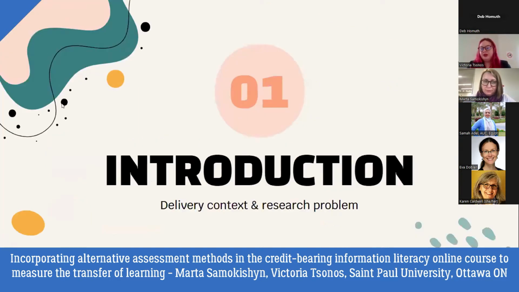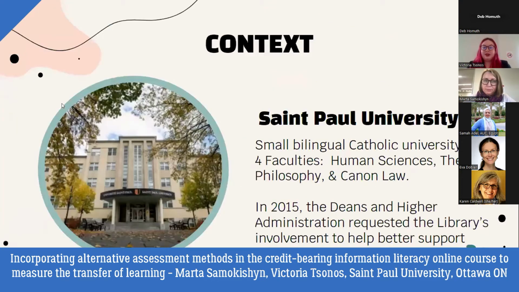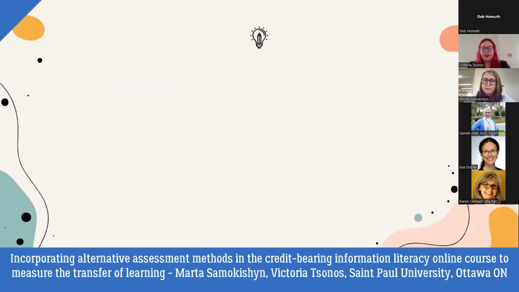So some of the considerations, some of the different things that we found and what we plan on doing moving forward. So firstly, we're going to introduce St. Paul University. So it is a small bilingual Catholic university with 4 faculties: human sciences, theology, philosophy, and canon law, and all of our programs are offered in both English and French. So in 2015, the deans and higher administration requested the library's involvement to better support students' learning.